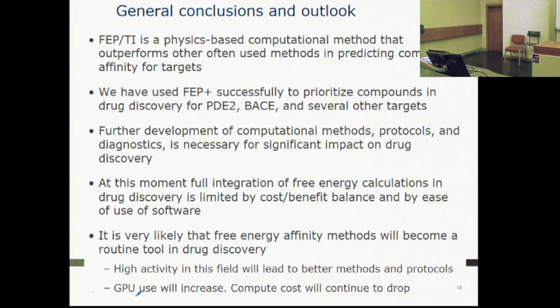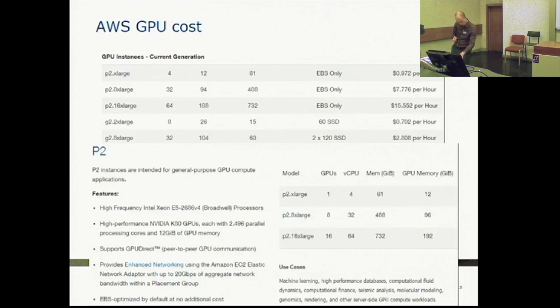Especially if you use more GPUs, I think it will probably be a cheaper option than using the standard cores. And also the methods will improve, which will make that cost-benefit balance better. But this is where we stand today, and I think this is the last slide.